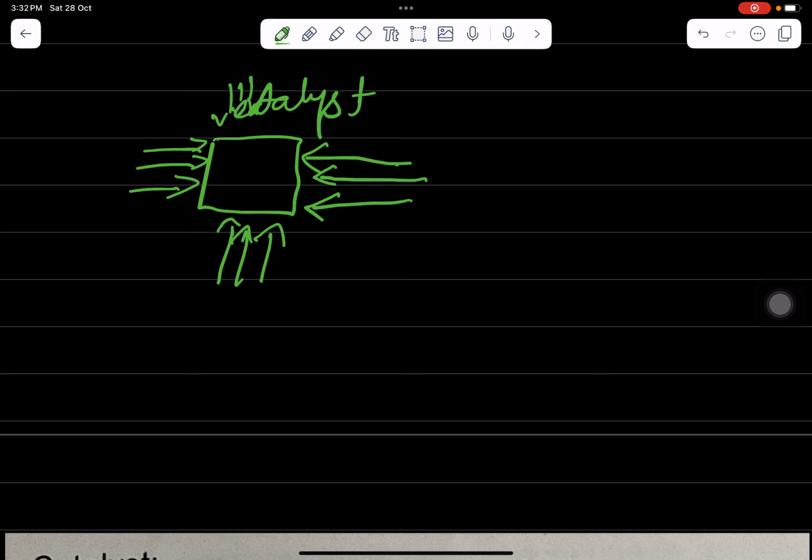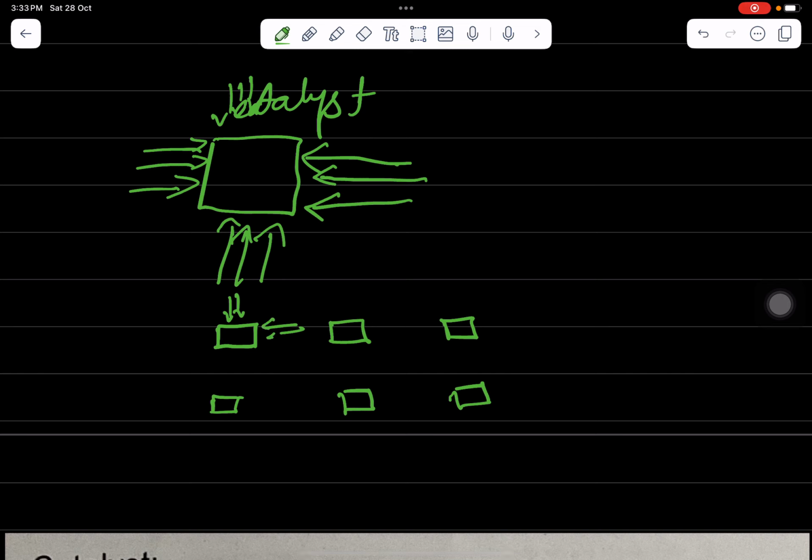Suppose I break it down into smaller pieces, meaning I increase the surface area of this catalyst. I break it down into smaller pieces, here, here, here, here, and here. Now, two from here, two from here, two from here, and so on. Now you can notice that when we break down that catalyst into smaller ones, in simple words, we have increased the surface area of the catalyst.